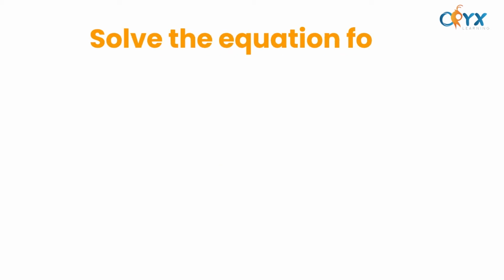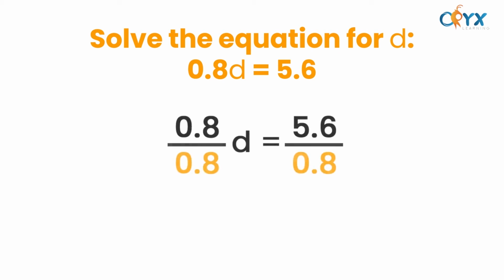Solve the equation for d. So 0.8d equals 5.6. Again, the 0.8 is being multiplied by the d. So the inverse would be to divide. So we'll divide both sides of the equation by 0.8. 0.8 divided by 0.8 is just 1, and 5.6 divided by 0.8. We show here on the left long division, 56 divided by 8 would just give us 7, so 5.6 divided by 0.8 would also be 7. So if 1d equals 7, then d equals 7.